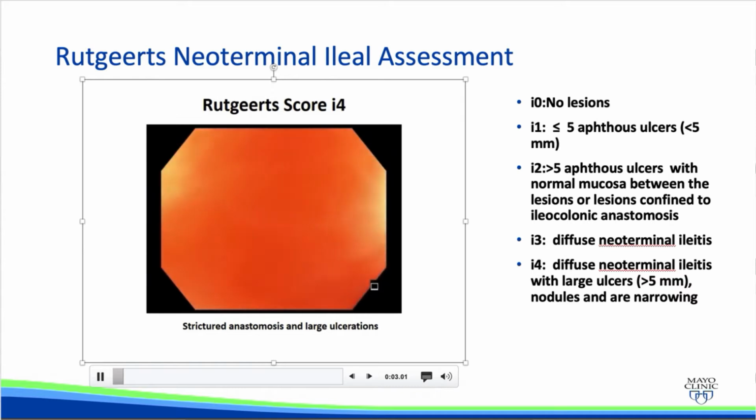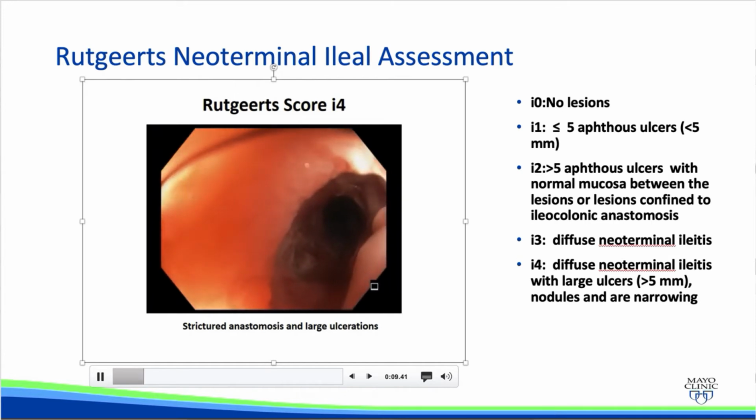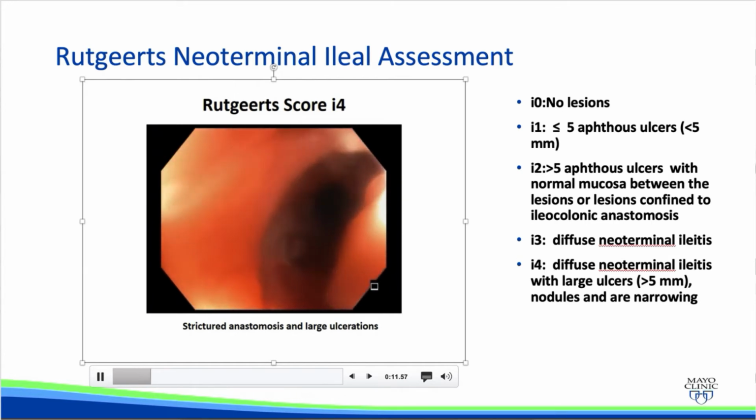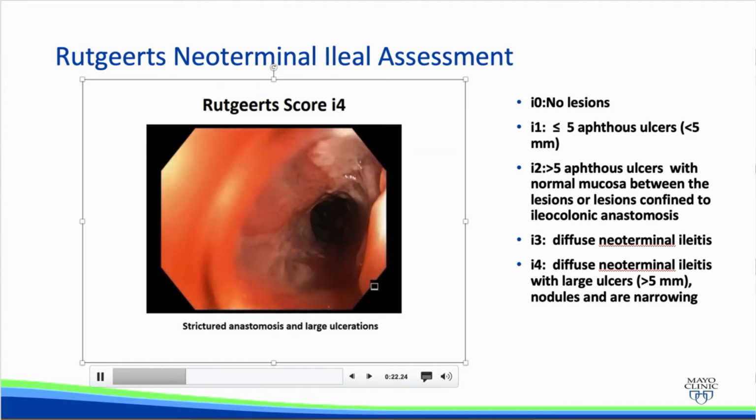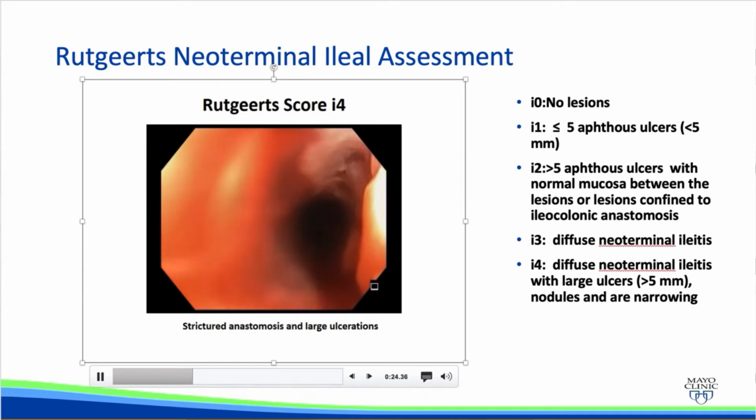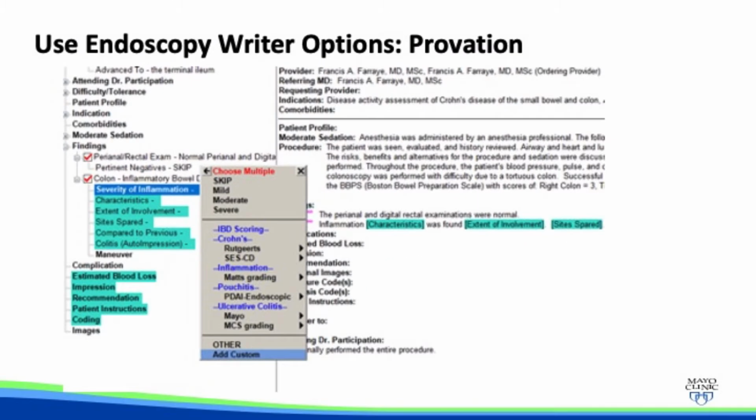Let's look at the Rutgers score. The Rutgers score was developed to assess disease activity after ileocolonic resection. In this particular video, you can actually see a stricture. You can't get through the stricture, but you can look through the stricture into the neoterminal ileum. That's the anastomosis right there. And we're looking into the neoterminal ileum. We cannot enter the neoterminal ileum. This would be a Rutgers i4 score. If you use Provation, what you can see in this slide, you can use endoscopy writer options.